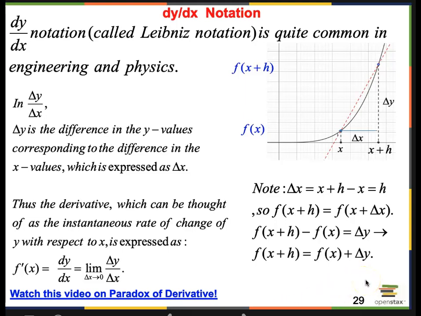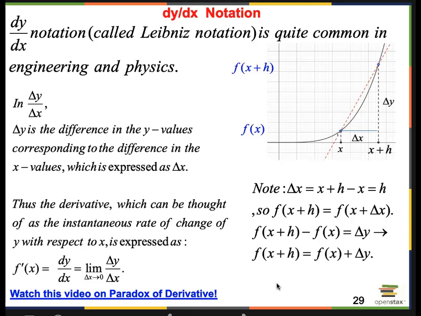The dy dx notation is called the Leibniz notation, and it's very common, especially in engineering and physics. So this is one you'd want to get familiar with. When we're talking about the change in y and change in x, the change in y is the difference in the y values, which should make sense. It's the difference of the y values. We do this with slope, been doing it for quite a while. And then we have change in x or delta x. This is delta y, delta x, change in y over change in x.